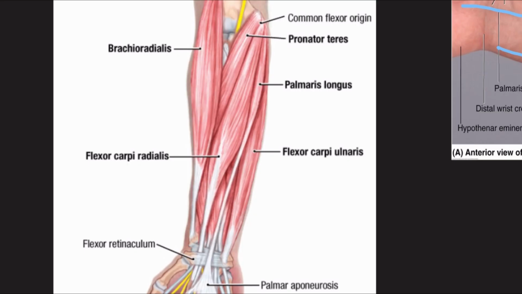Now this is a diagram which shows you the actual muscles on someone's forearm. So here we can see pronator teres. Next we can see flexor carpi radialis. Now we can see the palmaris longus going towards the palm, and we see the flexor carpi ulnaris going along the ulnar bone.